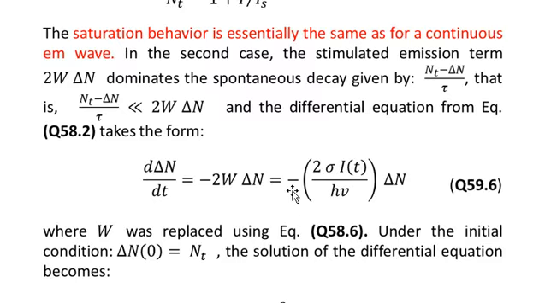And this can be set equal to minus W, substituting the value of W, which is equal to 2 into sigma into I of t over h nu, multiplied by delta n. Delta n is outside the parenthesis, and the term in the parenthesis is actually the value of W, which we have obtained from equation number 58.6.